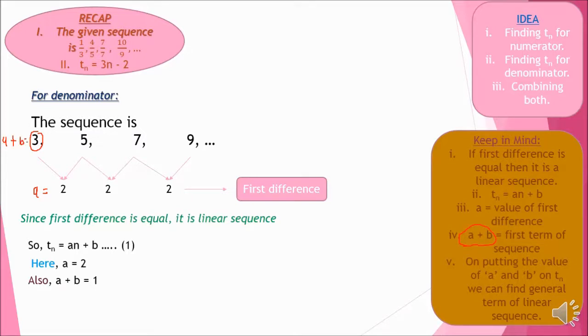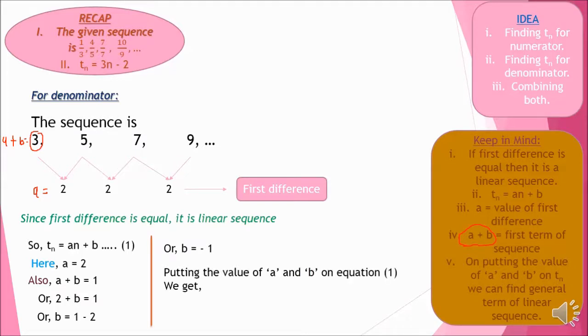Now we have the value of a, so we can substitute the value of a as 2. So 2 plus b is equal to 3. Now b is equal to 3 minus 2, so b is equal to 1. Now putting the values of a and b in equation 1, we get Tn is equal to 2n plus 1. This 2 is a and 1 is b.